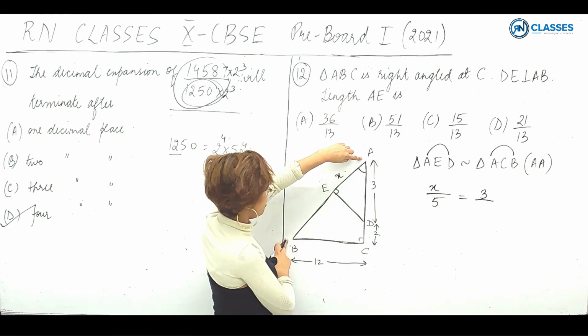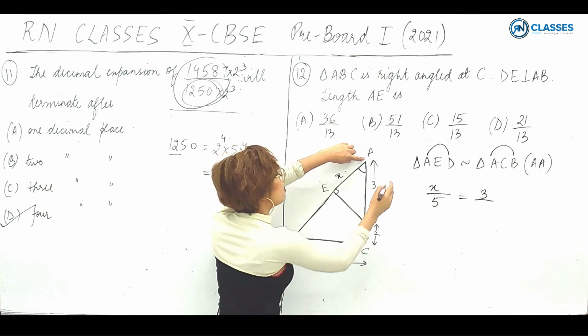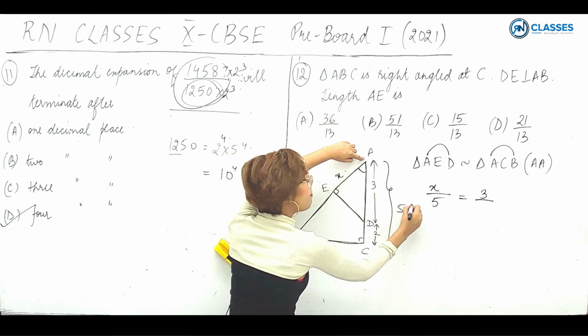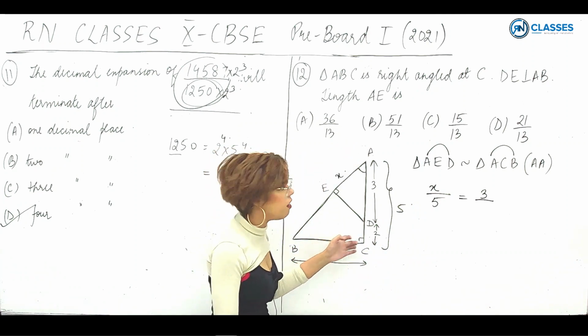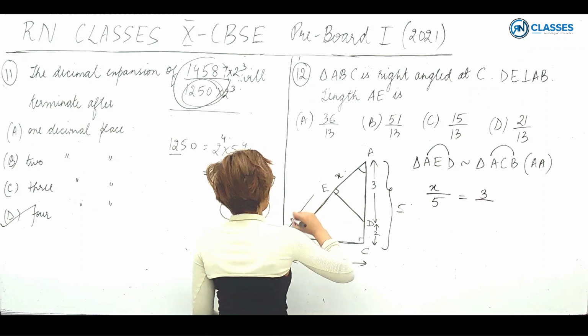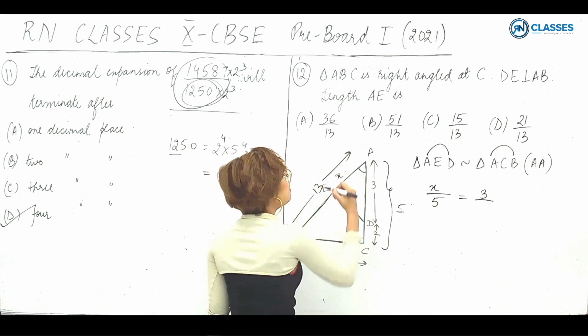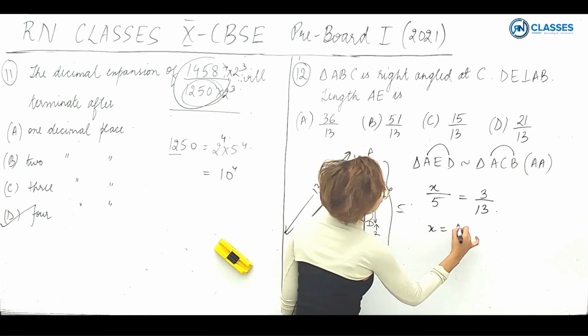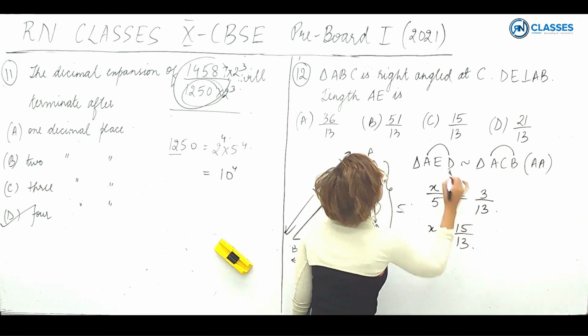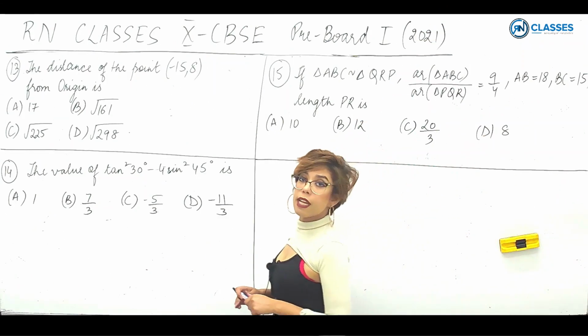Oh, I don't know AB. But I know AC, which is technically 5. And I know BC, which is 12. Now, this is a right triangle. 5, 12. AB will be what? Come on, Pythagorean triplet. 13. So, this is divided by 13. That means X will turn out to be 15 by 13, which is the answer. Alright, on to the next one.